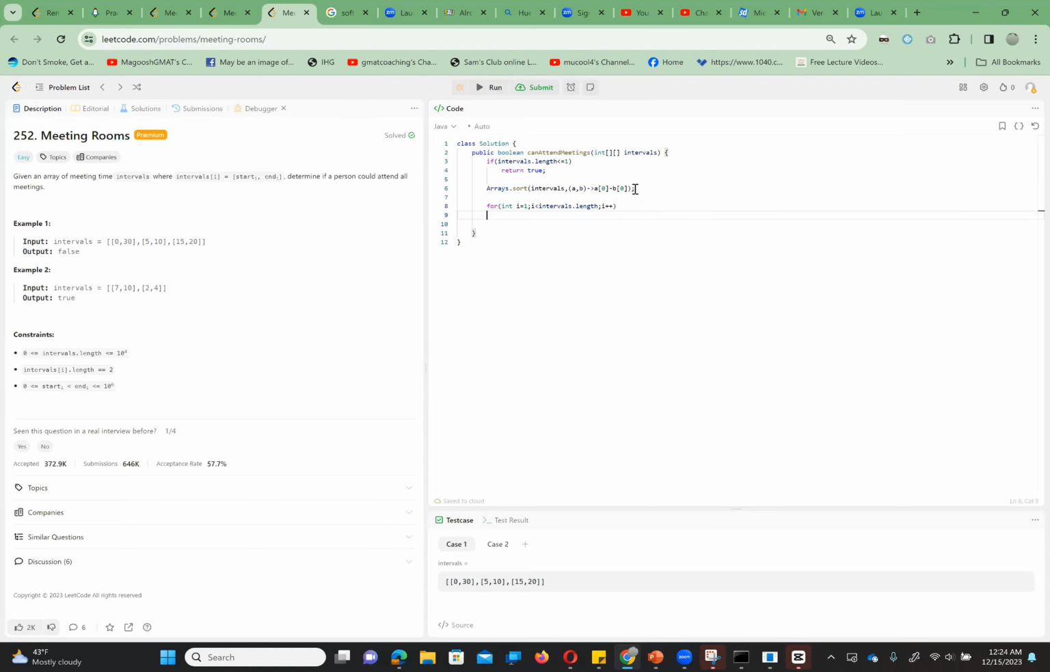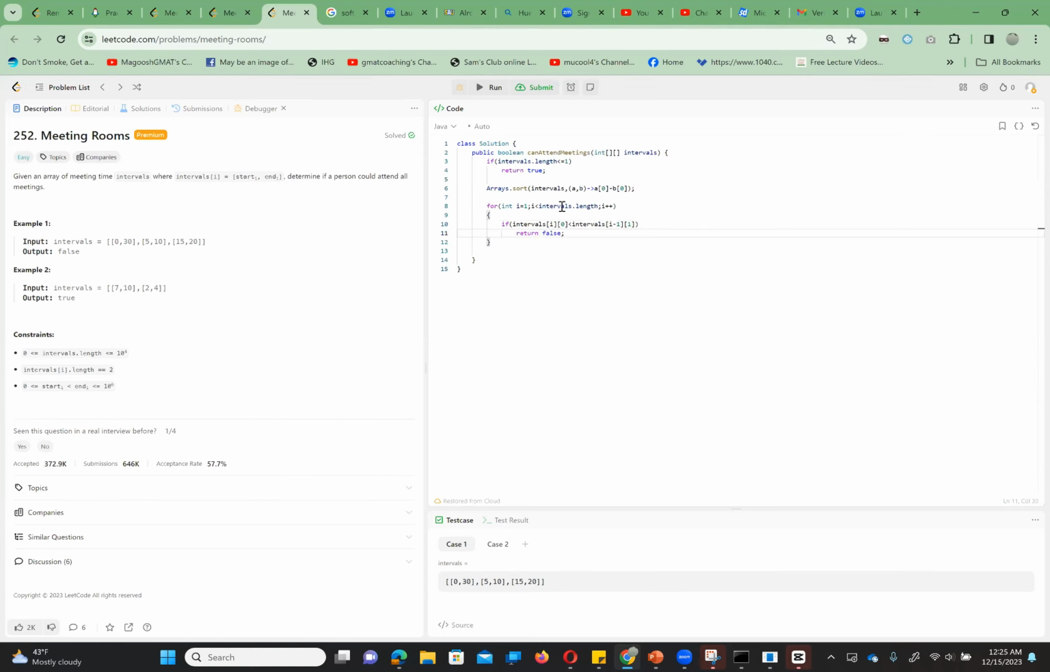And I have to check if the start time of the current meeting, the current meeting is intervals i, and the start time is the first element of that meeting, is less than the end time of the previous meeting. The previous meeting is the i minus 1th meeting, right? And the end time is denoted by the second element. If that is the case, then I return false.